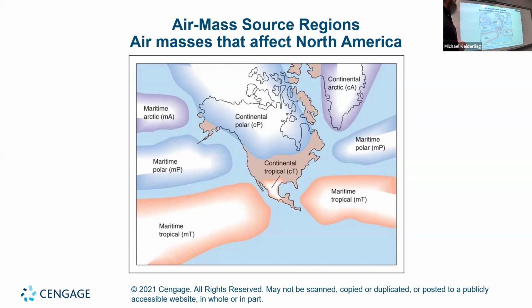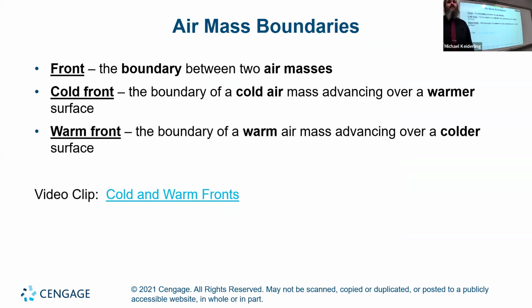the northern parts. But down in the continental, in the lower 48 states, the maritime Arctic isn't going to really affect us. Now, when two air masses meet, the boundary between them is called a front. And when you have two air masses, one of them is going to be colder than the other. And so if the cold air mass is moving over a warmer surface, that's called a cold front. If a warm air mass is advancing over a colder surface, that's called a warm front.